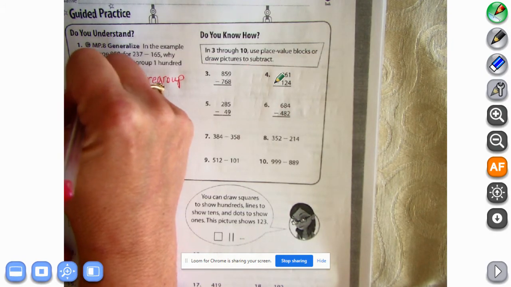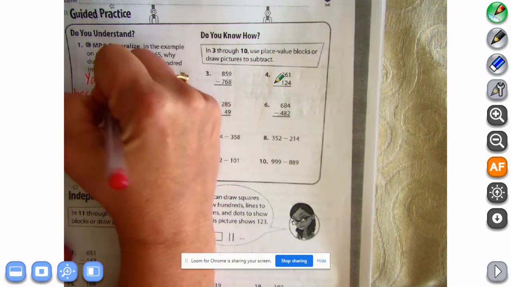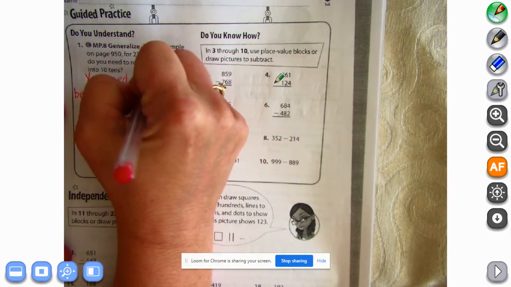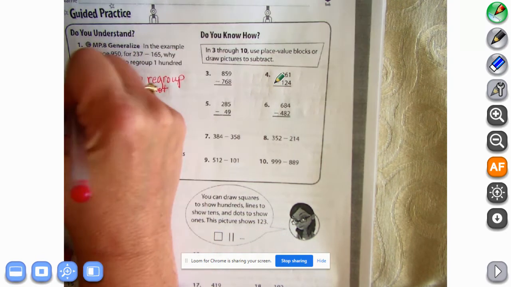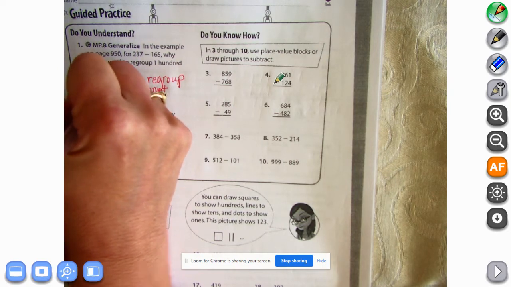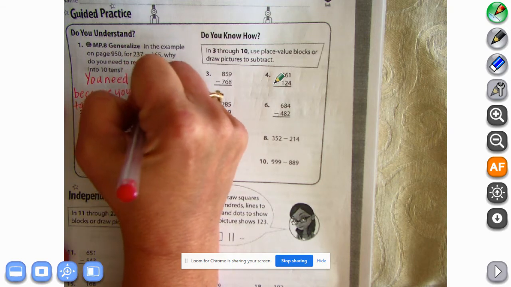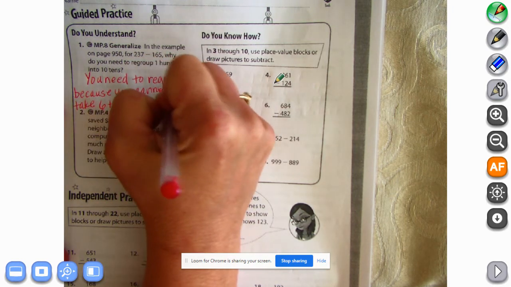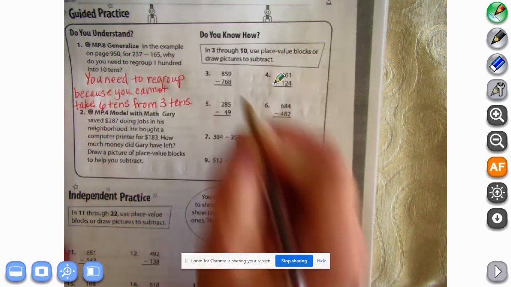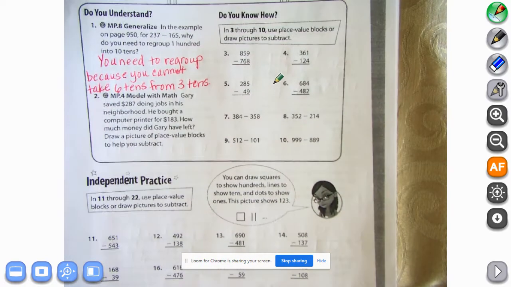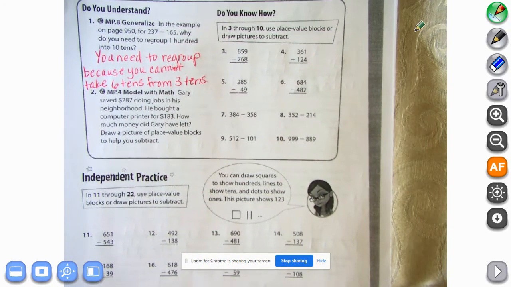because you cannot take 6 tens from 3 tens. Okay, go ahead and pause if you need to so you can get that written down.